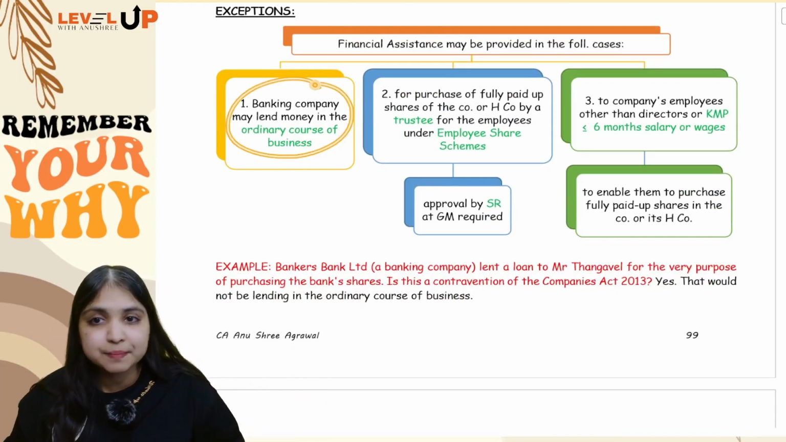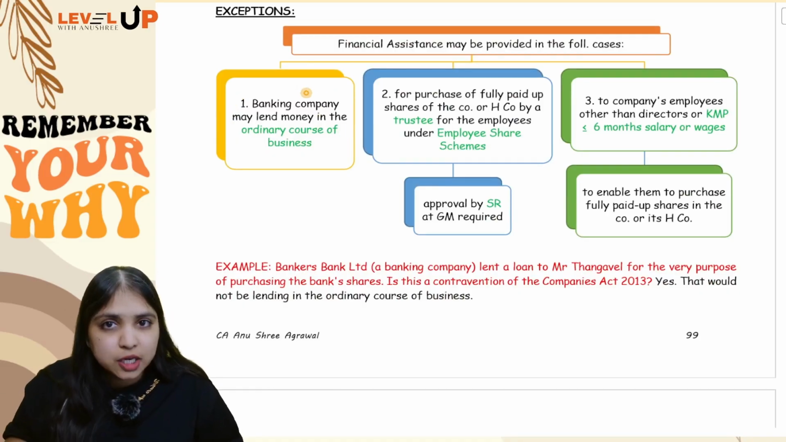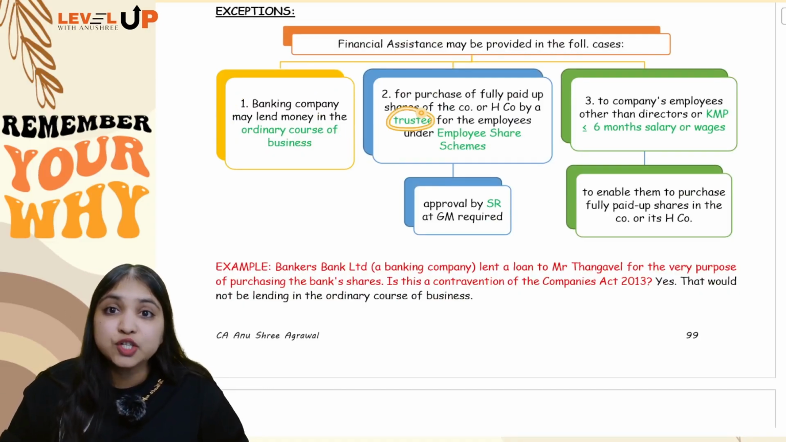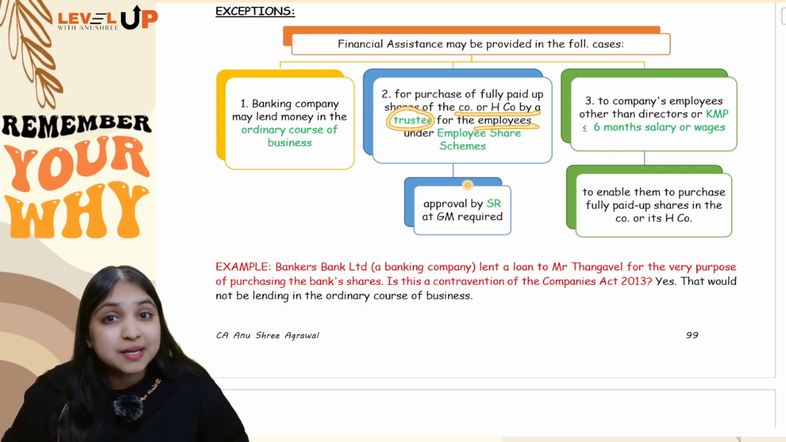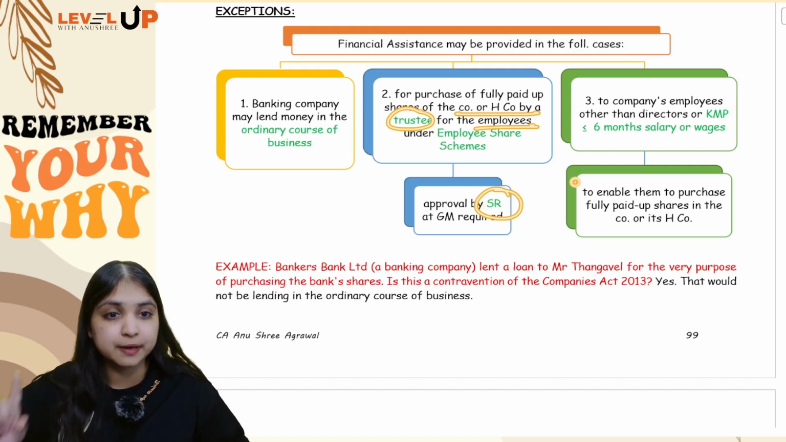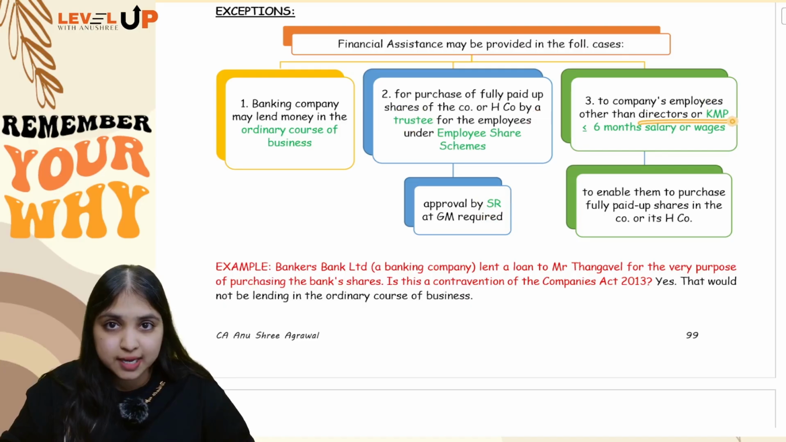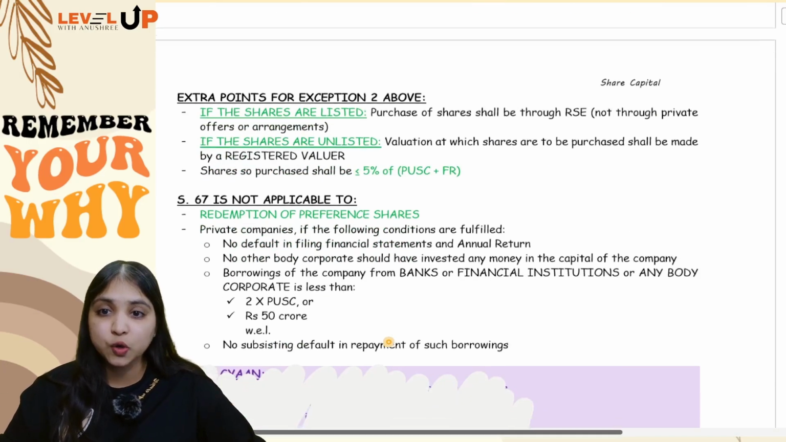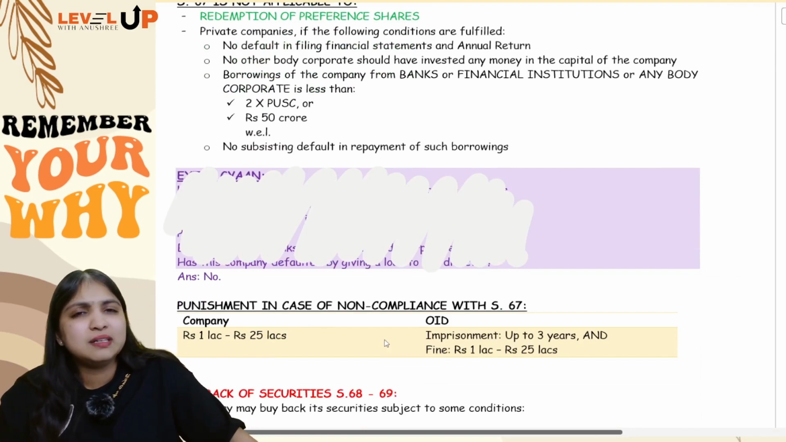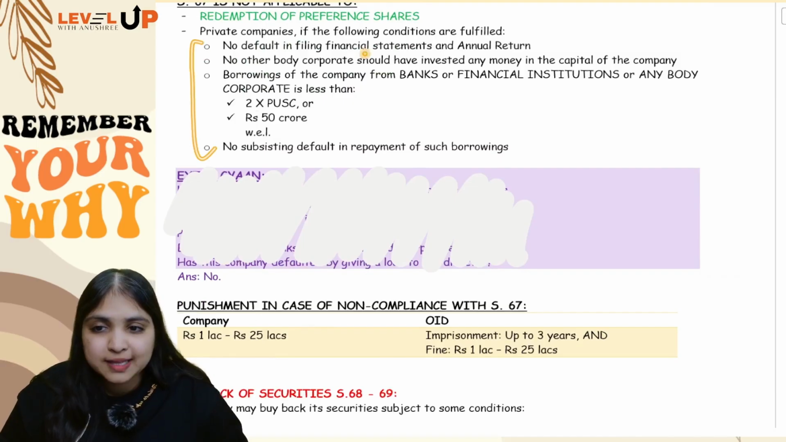Number 1, banking company is giving loan in ordinary course of business. Number 2, public company can give loan to a trustee for purchase of fully paid shares of the company or holding company for the benefit of employees, but this should be supported by a prior SR. Third exception, company can give loan to employees other than directors or KMP up to 6 months salary for the purchase of fully paid shares of company or holding company. And then finally we learned that yes, private company can give financial assistance, but which private company? Only that private company which fulfills all of these conditions.